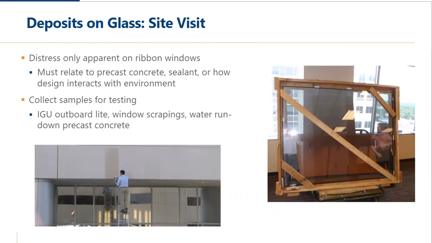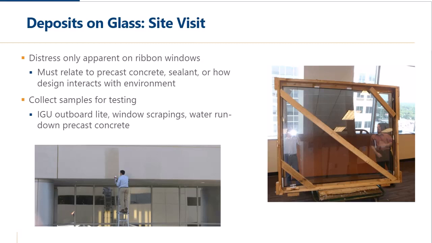So again, during the site visit, one of the most important things that we learned is that the distress is only apparent on the ribbon windows. It's not present on the curtain wall. So therefore, we know it's not the glass itself. We know that it's something to do with how the concrete, the sealant, and the glass interact together with their environment.